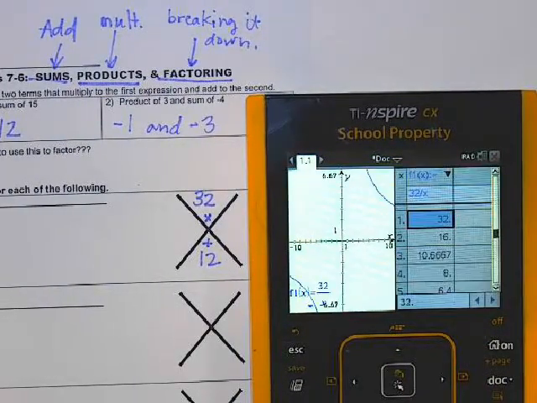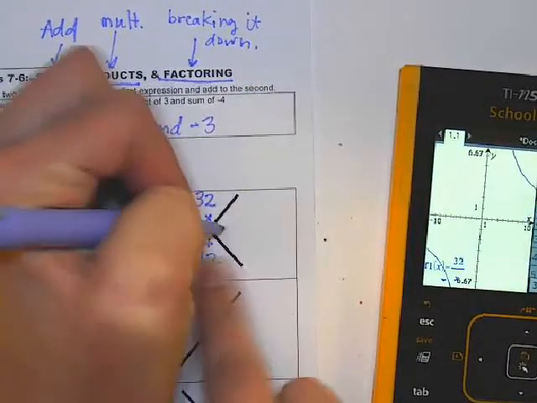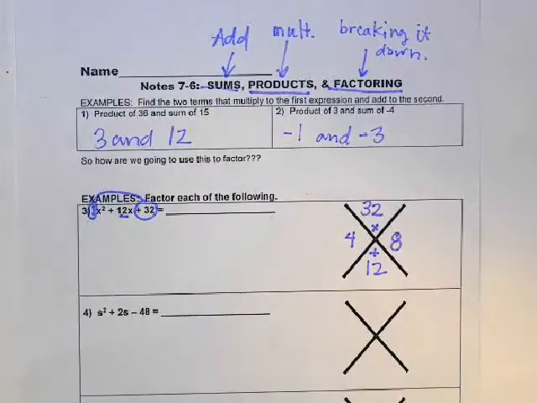There we go. And I want 2 numbers that are going to add together to give me 12. What are they? 4 and 8. Okay, so on each side, we're going to do 4 and 8. Those are my 2 numbers. Okay, I'm going to go back to GCF.